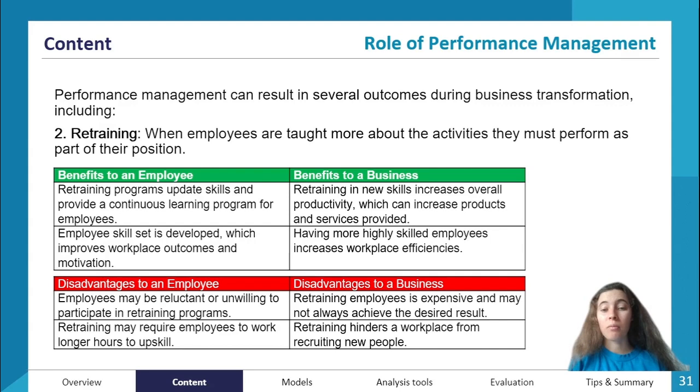We've got increasing productivity, and then that can also have flow-ons with increasing the products and the services provided, the sort of value and the efficiency and the effectiveness of those products and services, and then that can result, of course, in more income. And then having more highly skilled employees can just increase efficiencies and, of course, the bottom line in terms of increasing the revenue. There are some disadvantages as well.